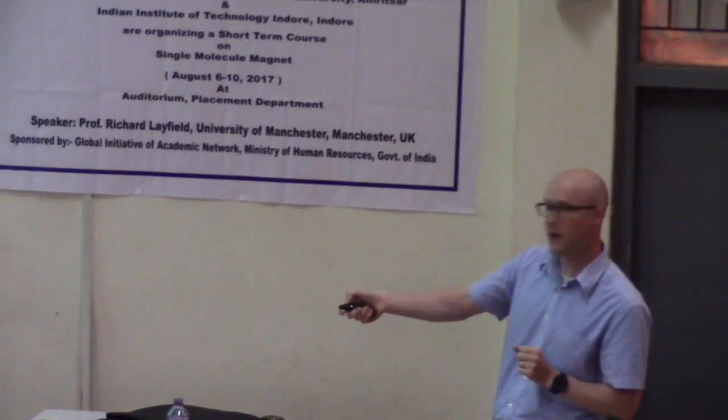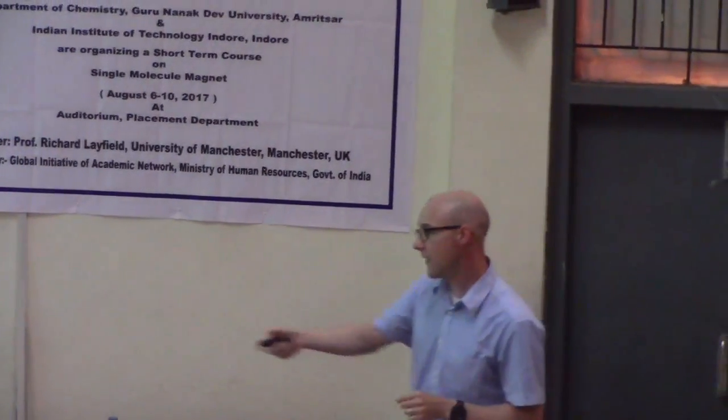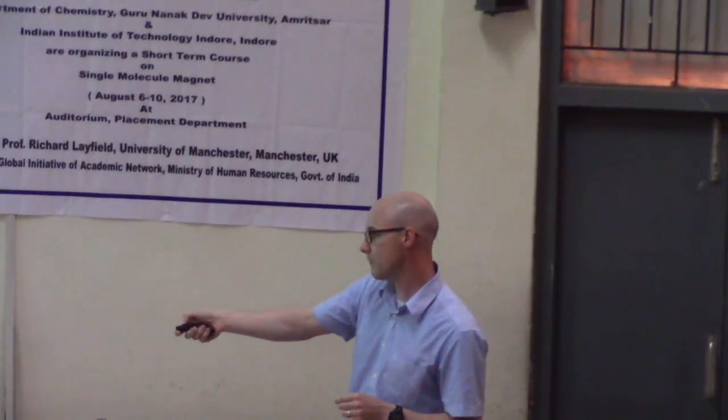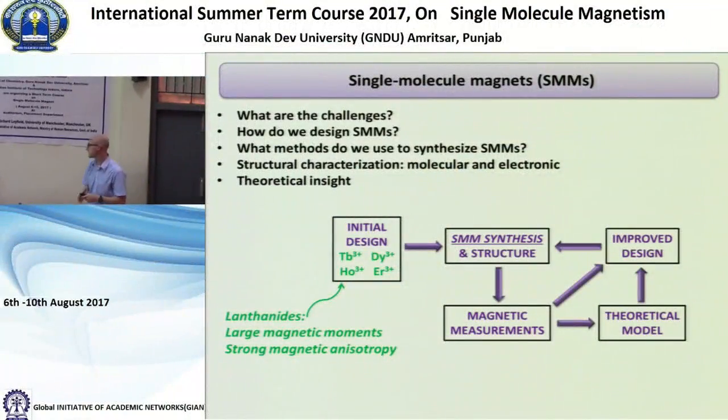They have very large magnetic moments, much larger than anything you would get with a transition metal, and they also have so-called very strong magnetic anisotropy. That is to say, magnetization has a well-defined orientation, and I will tell you much more about that over the next few lectures.